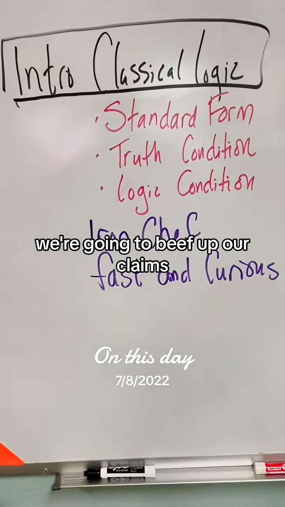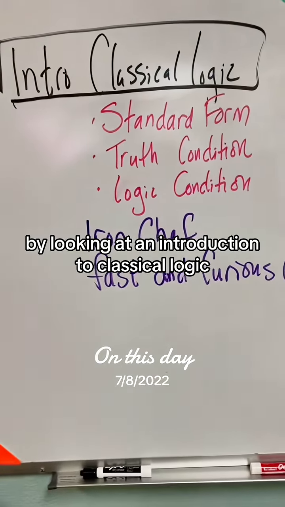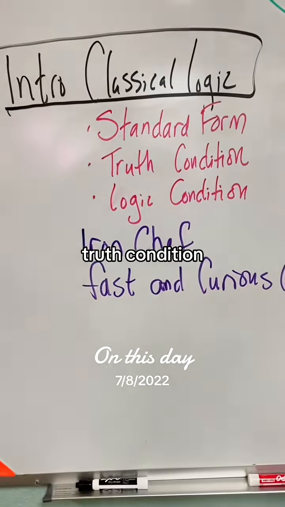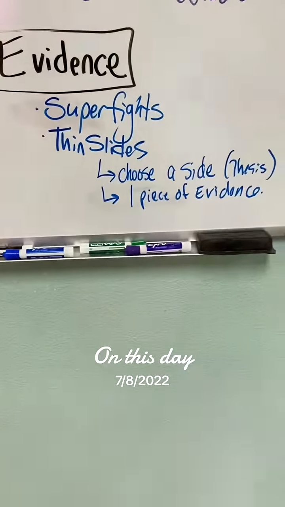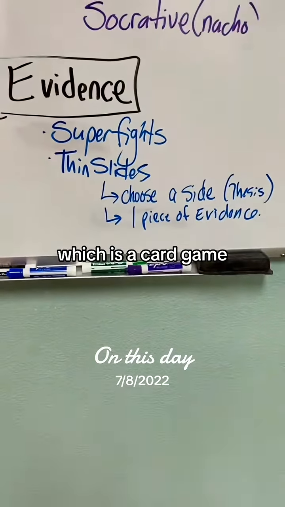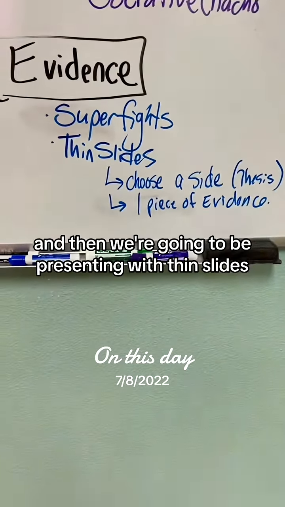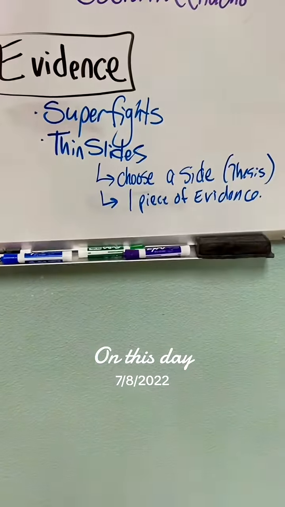We're going to beef up our claims by looking at an introduction to classical logic, standard form, truth condition, all of that. We're going to use an Iron Chef and some Fast and the Curious. To work on evidence, we're going to be playing Super Fights, which is a card game, and then we're going to be presenting with thin slides.